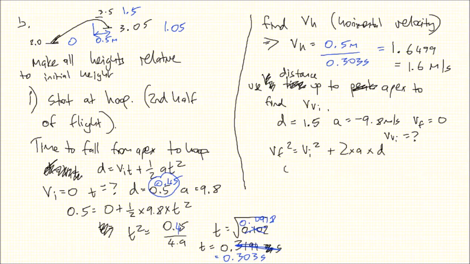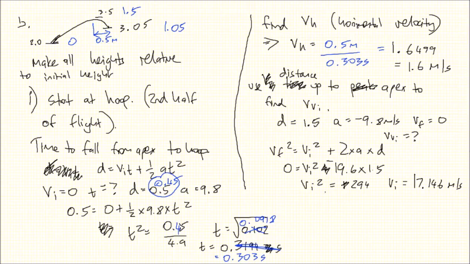Why do we know that Vf equals 0? That's because it's at the apex, so it's neither coming up or going down yet. And we choose our formula, Vf squared equals Vi squared plus 2AD, which has those four items in it. We substitute in, we remember that the acceleration is negative. We simplify, so 19.6 times 1.5 is 294. We switch the negative 294 to the other side by adding 294 to each side. We get Vi equals the square root of 294, which is 17.146 meters per second.